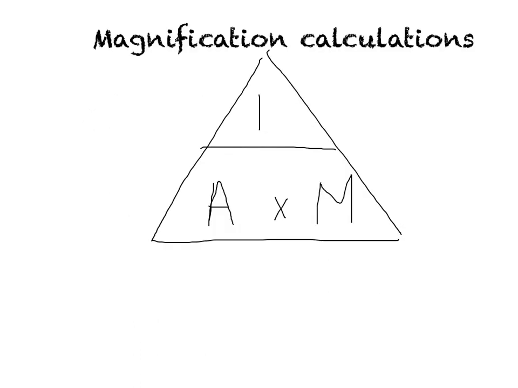When doing magnification calculations, you need to remember the equation, and the easiest way to remember it is simply to use this triangle, I AM. So I stands for image size, A stands for actual size, and M obviously stands for magnification. If you can remember I AM, then you should be able to rearrange this equation very, very easily.